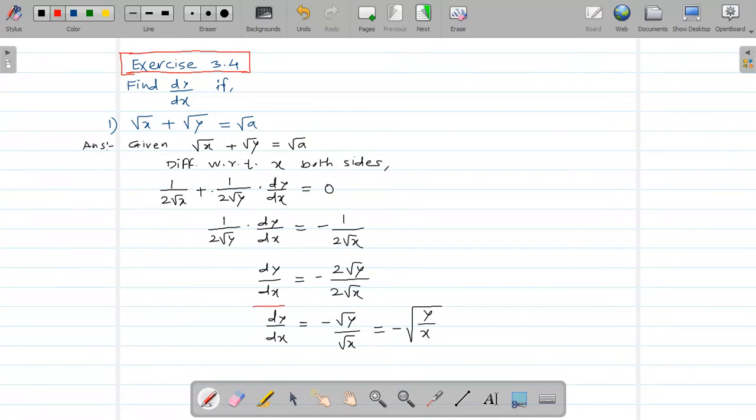So see how to get the derivative of an implicit function. Just the type of function is different, otherwise the rules of derivatives are the same. So try to find this type of derivatives for implicit functions.